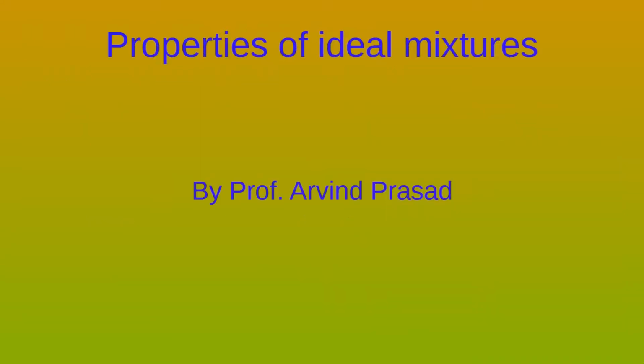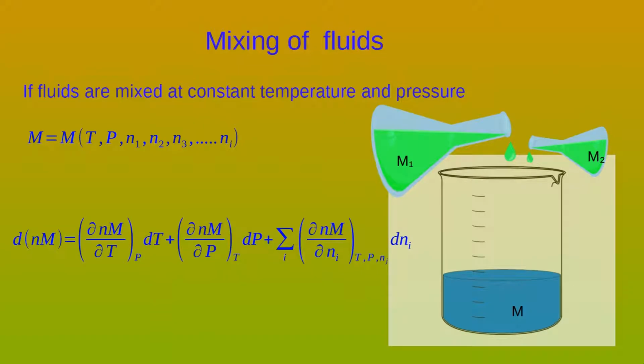Today we will be studying the properties of ideal mixtures. For this we need to first understand what a mixture is. We get a mixture when we take components of different species and mix them. As we can see on our right, we have M1 and M2, and we are mixing them to make a solution M in the beaker.